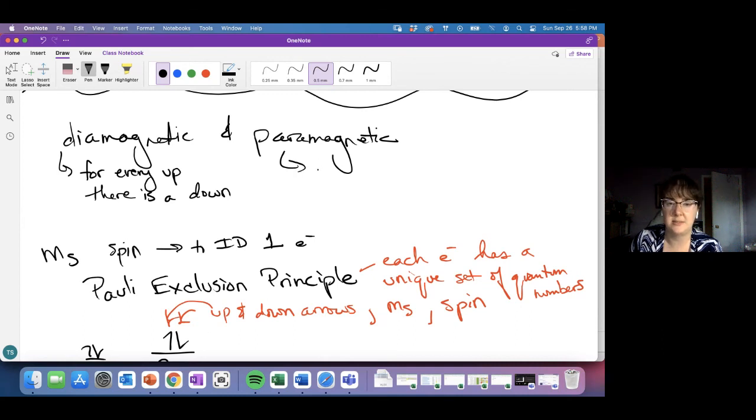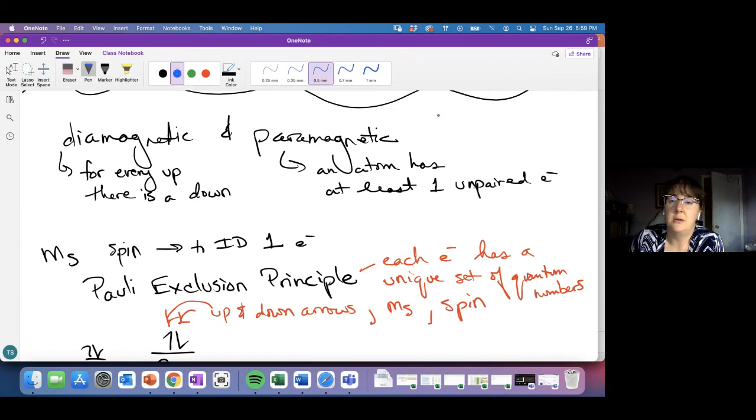Paramagnetic then is basically an atom that has at least one unpaired electron. And the way that you figure this out is you figure these out with orbital diagrams.